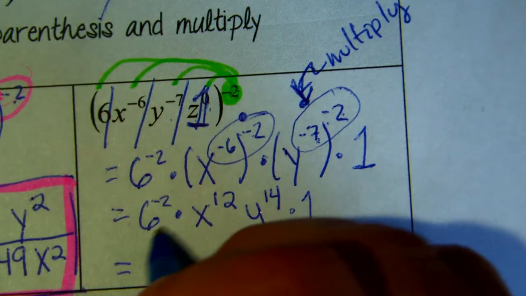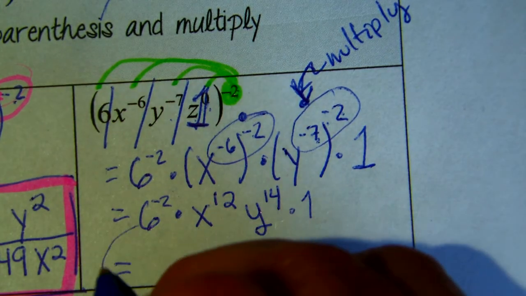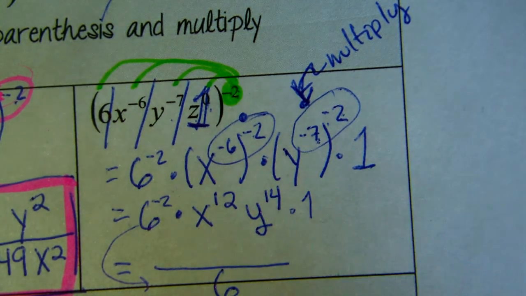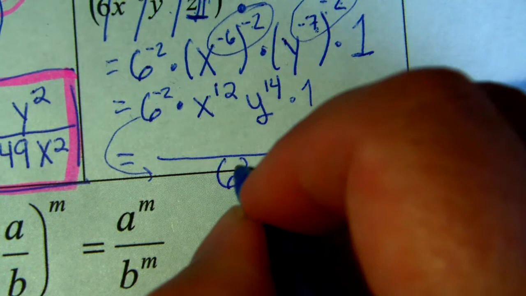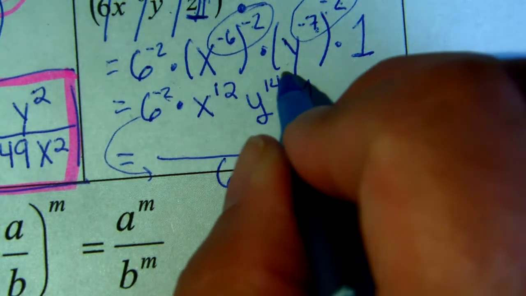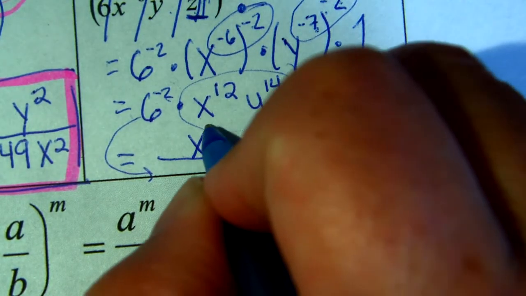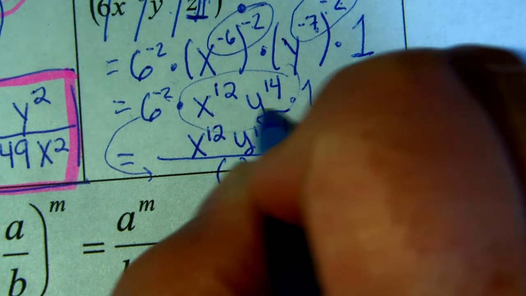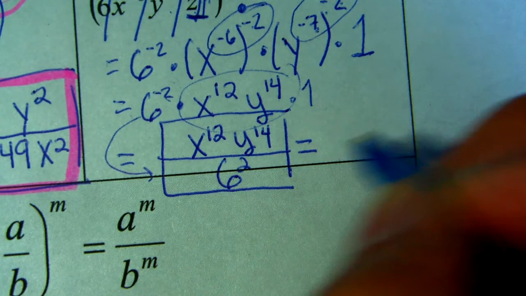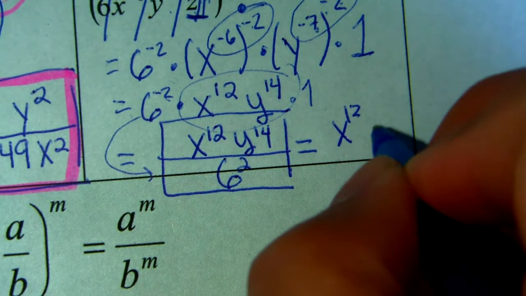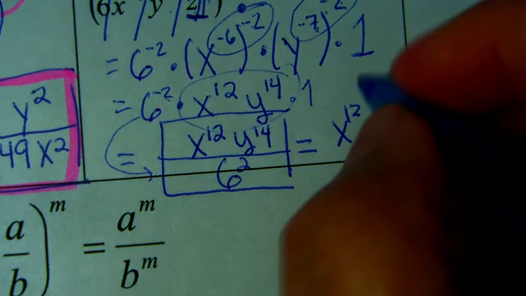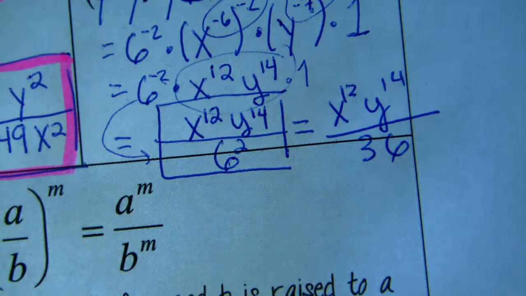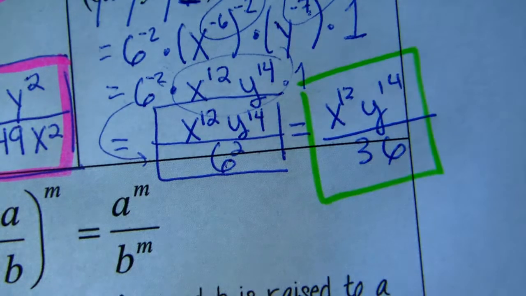All right, what happens with this one? This one is a negative, so we don't want it negative. What do we do with it? We send it to the bottom as a denominator. So 6 to the power of 2. Now the exponent becomes a positive. These two that have positive exponents stay on the top. And this is our answer. We can further simplify by writing this: y to the 14, 6 squared is 36, and this is our answer. Okay.